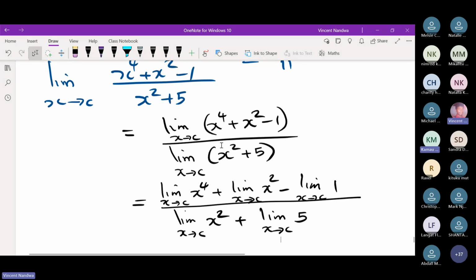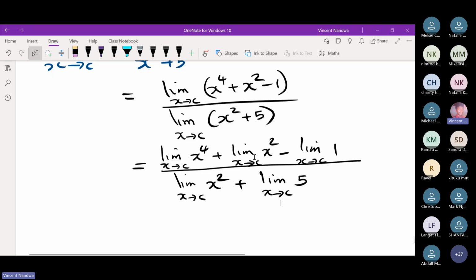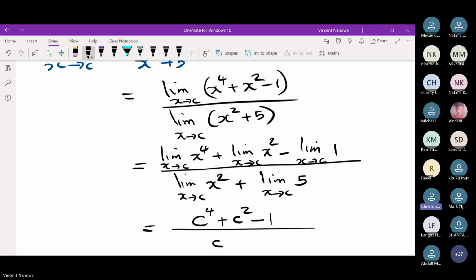Can you tell me what the numerator's first limit will be? C raised to power 4, correct, just by directly substituting c where there's x. So I'll have c to the power 4. Then the second limit in the numerator is c squared, then minus 1, over c squared plus 5. So this is the final answer.